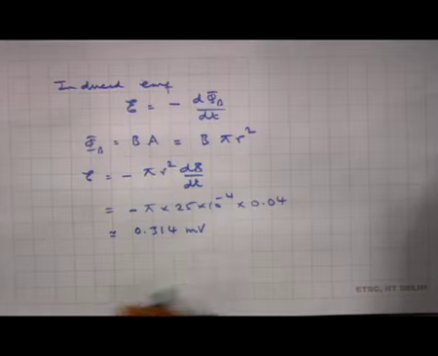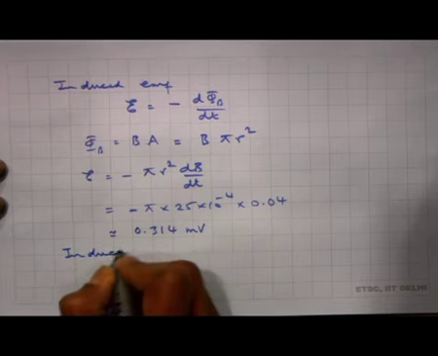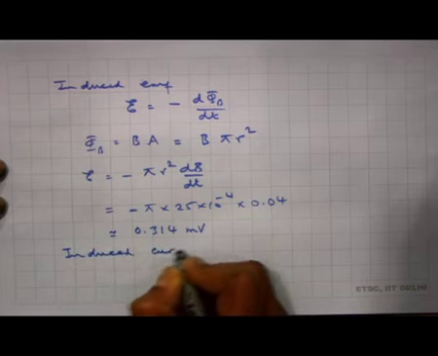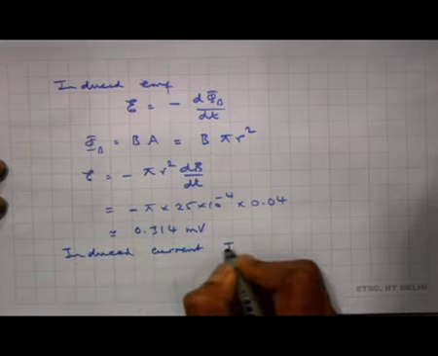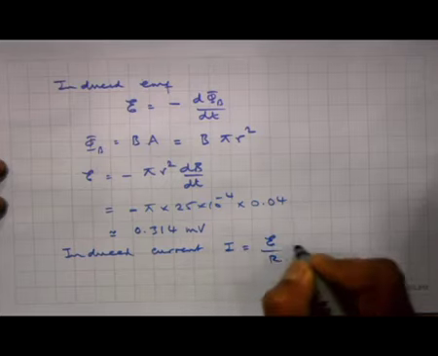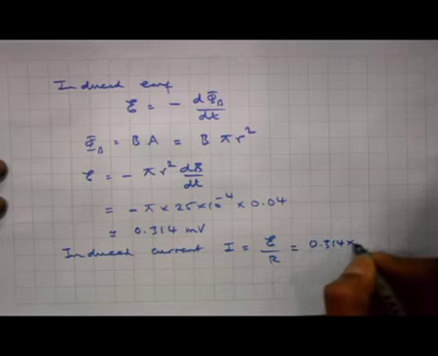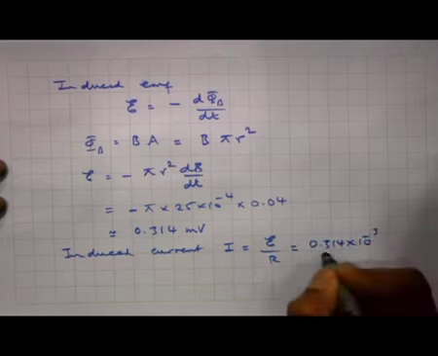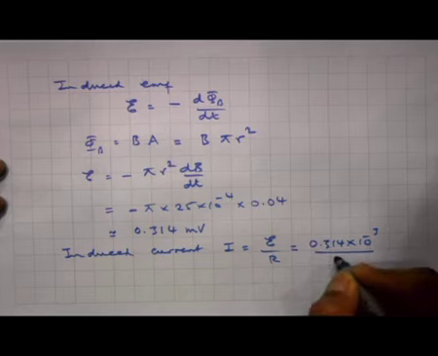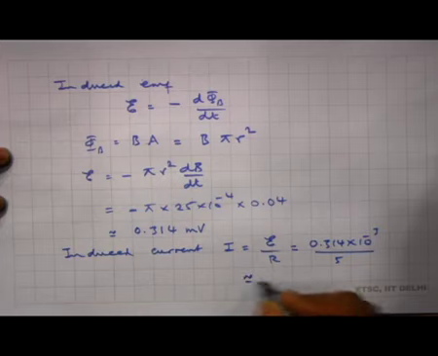The induced current I can calculate: I is equal to EMF divided by resistance, which is 0.314 times 10 to the minus 3 volts divided by 5 ohms, and that is approximately 63 microamperes.